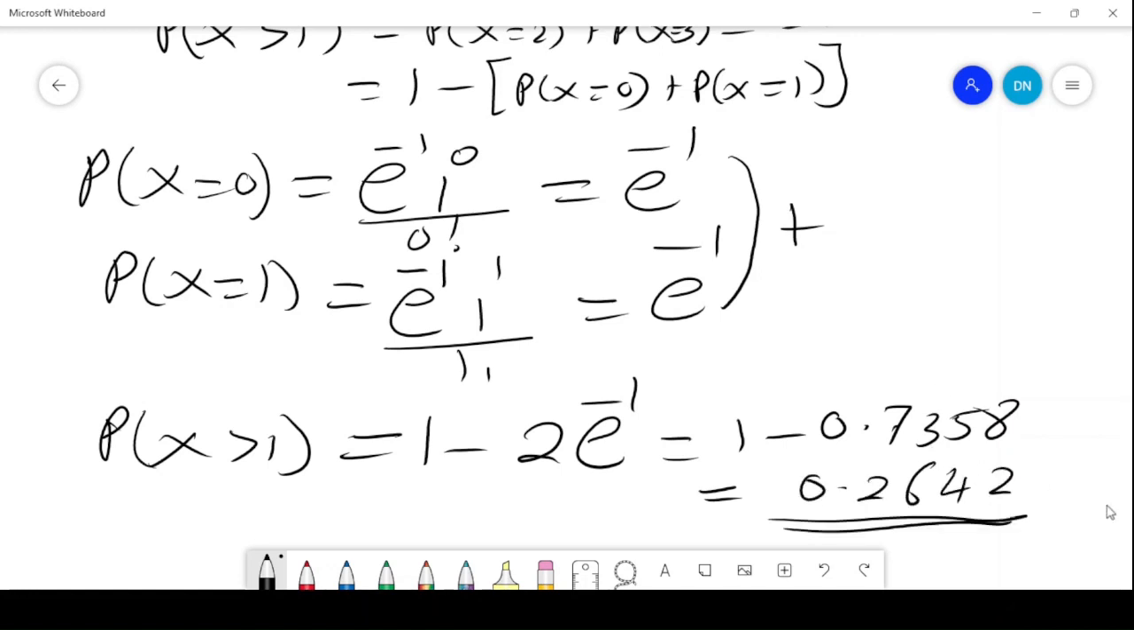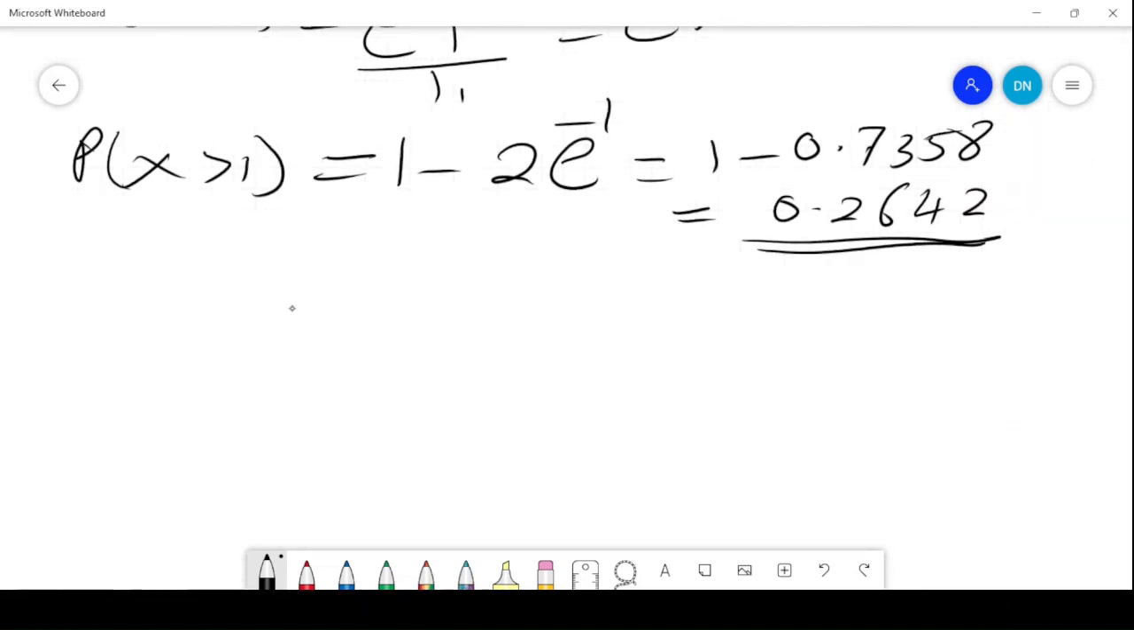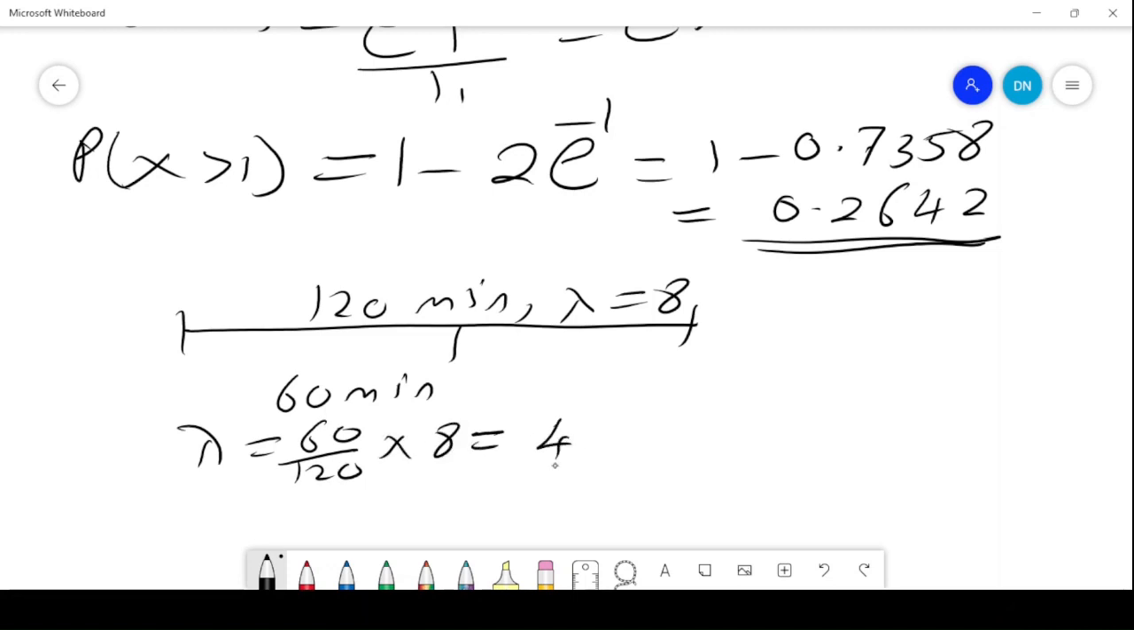Now when the time period changes, for example, you want to change from the 2 hours, that is 120 minutes, where we are told that lambda is equal to 8, and then somebody says 60 minutes, our new lambda will be 60 over 120 times 8, and that will give us 4. So you have reduced the time period from 120 minutes to 60 minutes, and your lambda value changes, but everything else remains the same when we are solving such problems in future.